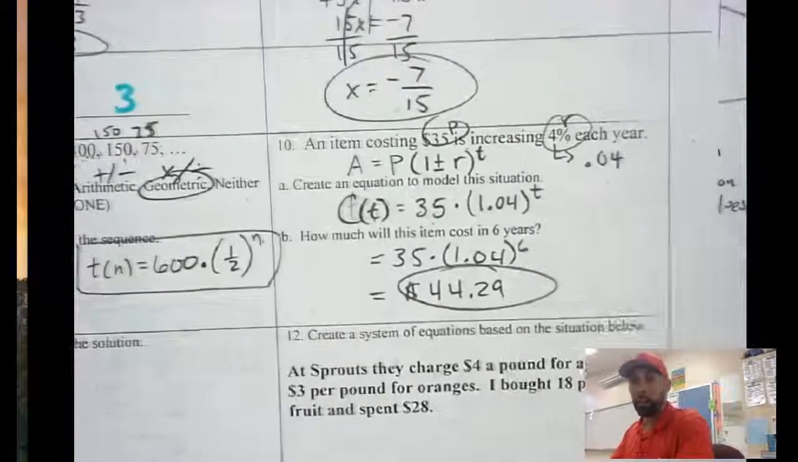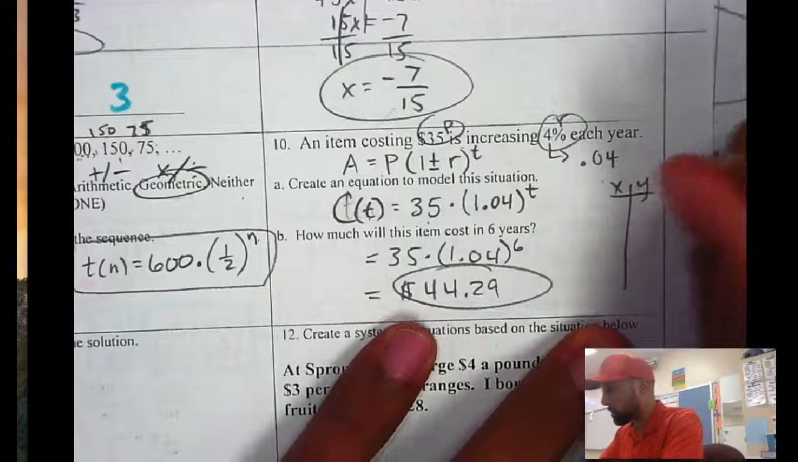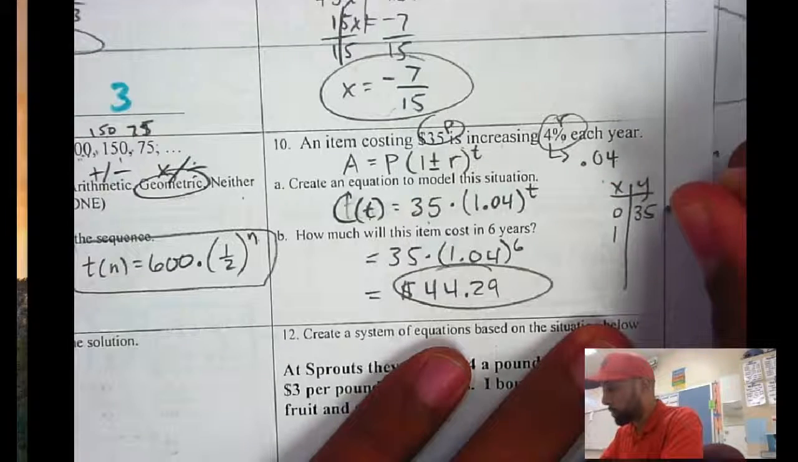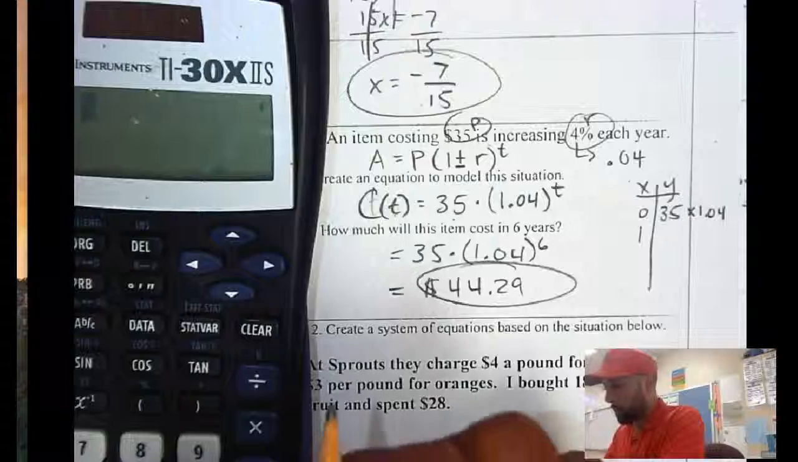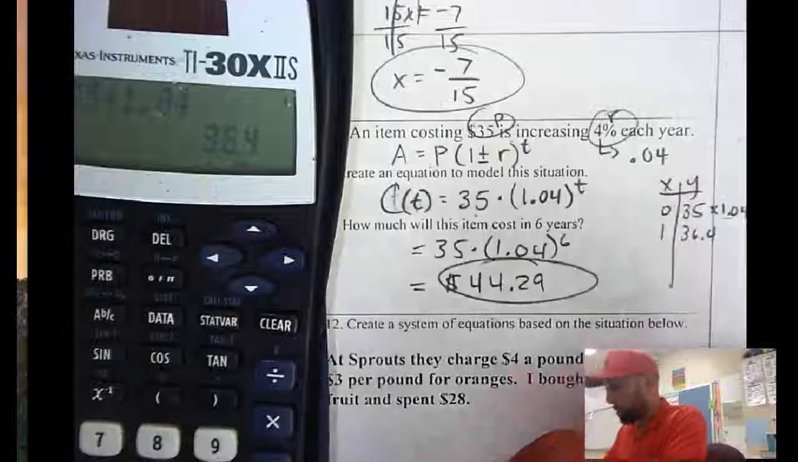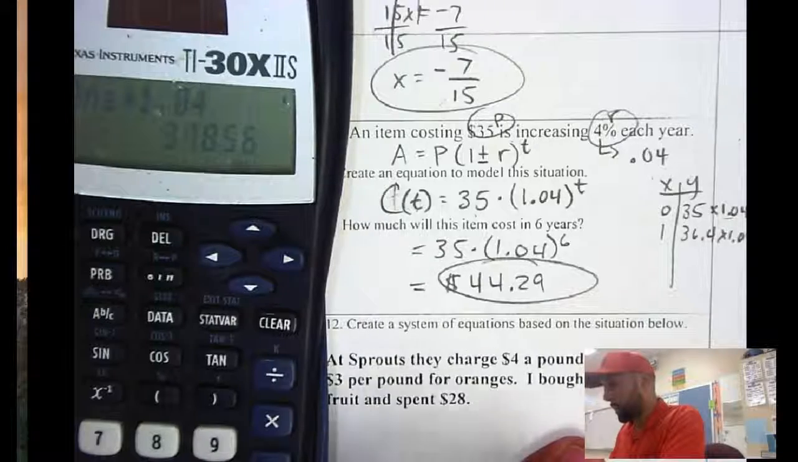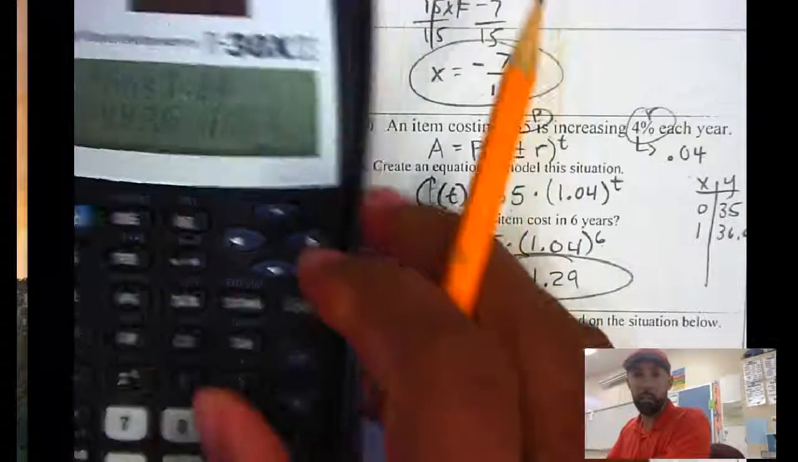Okay, the other way to think about this is if I had a table and I started with $35 at 0. After 1 year I would multiply by 1.04 and I would get, let's see, 35 times 1.04 is 36.4. Then I'm going to multiply by 1.04 again, and again, and again, until I get to that same value. So I basically multiplied it 6 times. That's why we raised it to the 6th power.